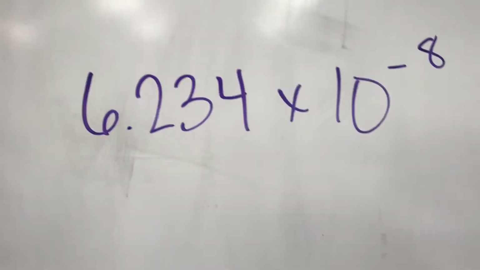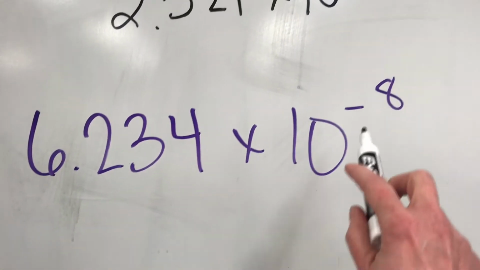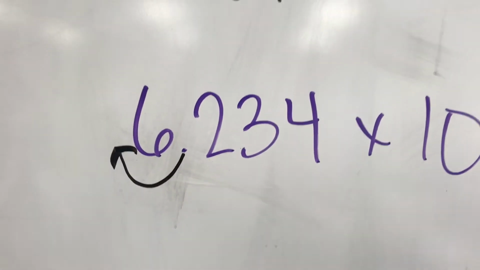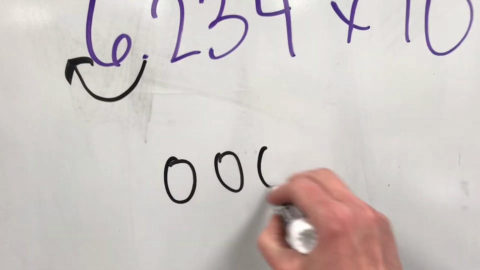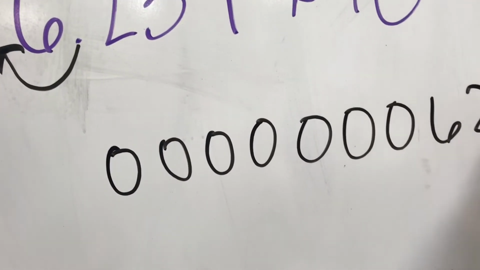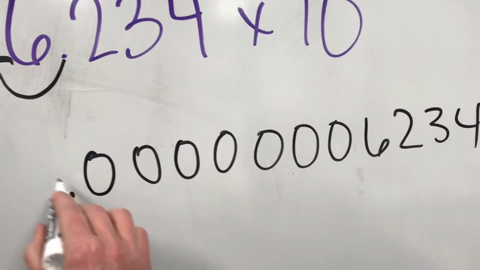This one here, we are going to put this number in the standard form. So here, this is a negative exponent, so we're going to move it to the left, 8 places. I can only move it 1, so I need to add 7 zeros. 1, 2, 3, 4, 5, 6, 7, and then 6, 2, 3, 4. I put my decimal here, and I put a 0 in front.